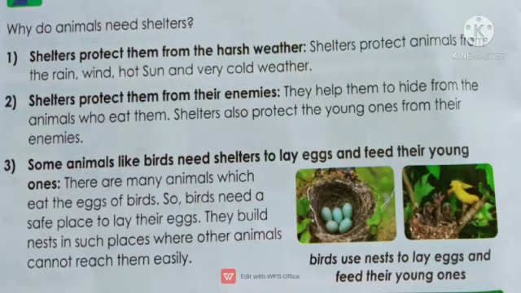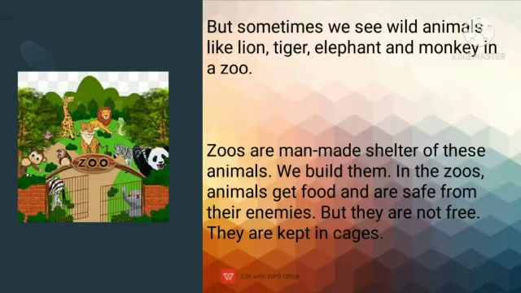Some animals like birds need the shelter to lay the eggs and feed their young ones because there are many animals which eat the eggs of the birds. So birds need a safe place to lay their eggs. So they build a nest in such a place where other animals cannot reach them easily. So they build their nest far away so that the other animals cannot reach over there to eat their eggs.